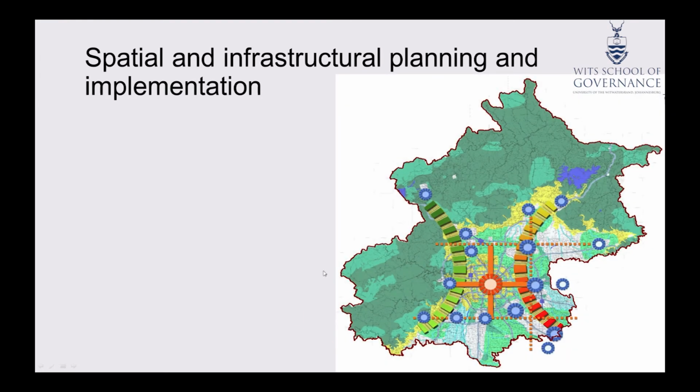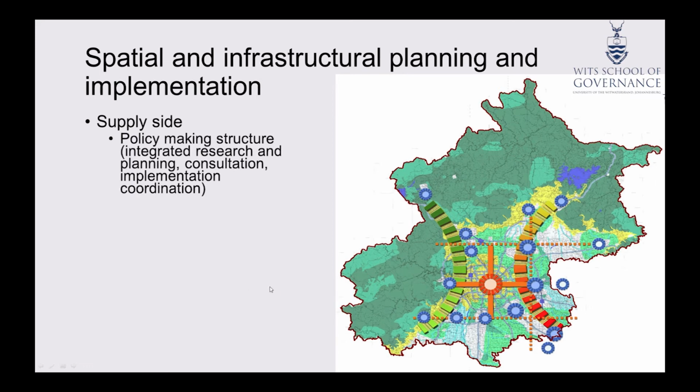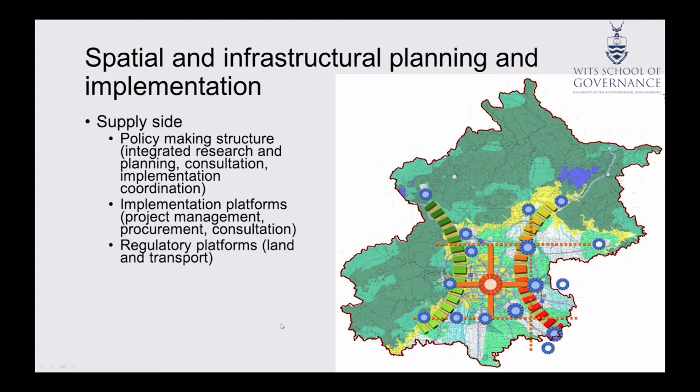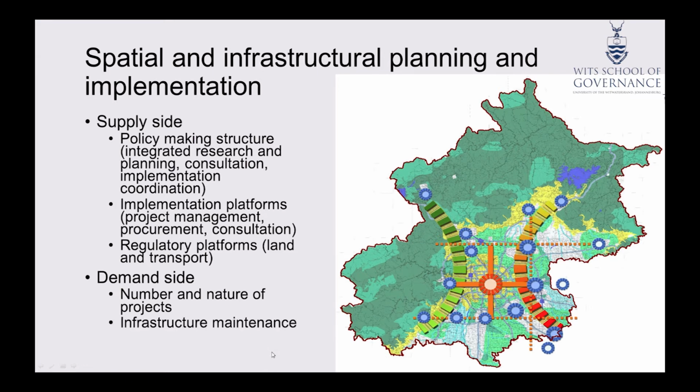If we look at spatial and infrastructural planning and implementation, it's not so easy with this kind of department either. On the one hand, you've got to have very strong policy-making structures for integrated research, planning, consultation, implementation, and coordination. They've got to have strong implementation platforms for project management, procurement, and consultation. You're going to have regulatory platforms. That's for land regulation, land use regulation, as well as transport systems. On the demand side, you might have the number and nature of projects. It's not driven in the same way as healthcare or basic education, as well as the requirements for infrastructure maintenance.